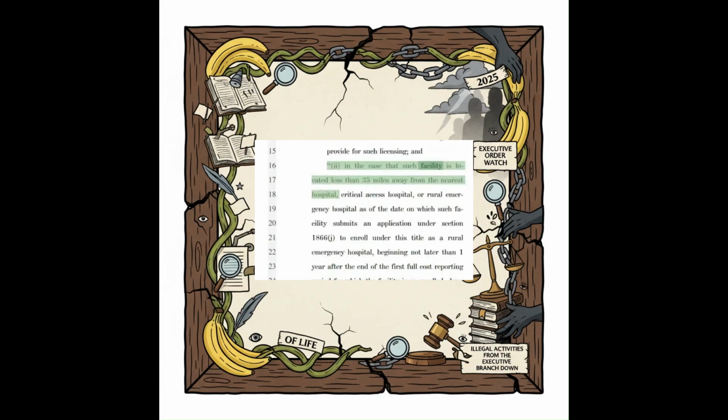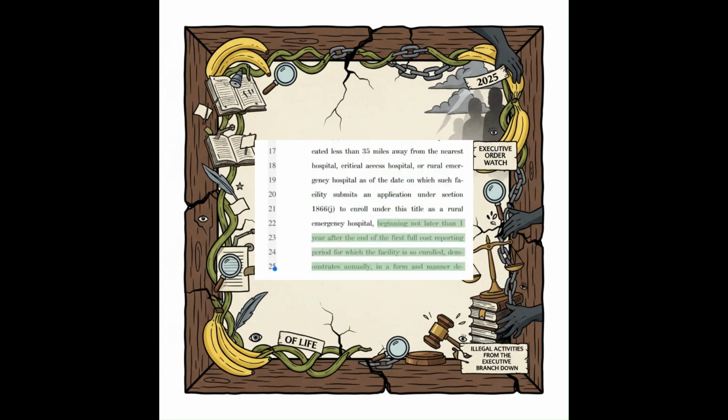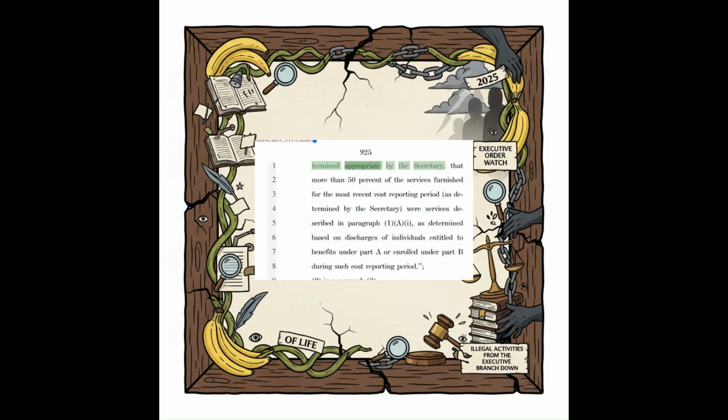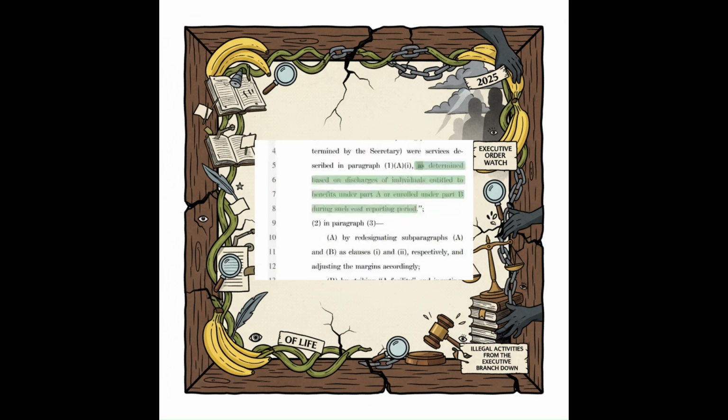In the case that such facility is located less than 35 miles away from the nearest hospital, critical access hospital, or rural emergency hospital as of the date on which such facility submits an application under Section 1866 to enroll under this title as a rural emergency hospital, beginning not later than 1 year after the end of the first full cost reporting period for which the facility is so enrolled, demonstrates annually in a form and manner determined appropriate by the Secretary, that more than 50% of the services furnished for the most recent cost reporting period were services described in paragraph, as determined based on discharges of individuals entitled to benefits under Part A or enrolled under Part B during such cost reporting period.